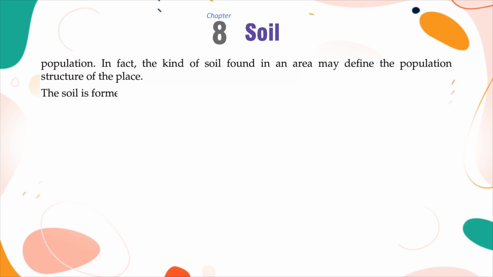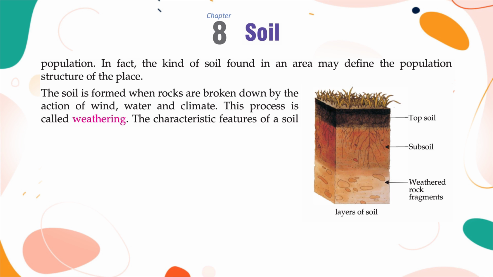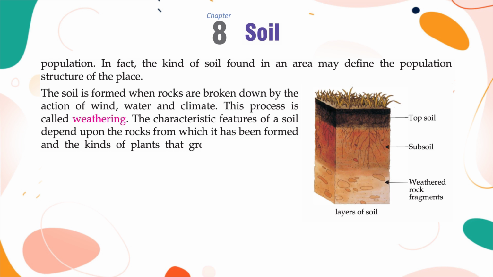The soil is formed when rocks are broken down by the action of wind, water, and climate. This process is called weathering. The characteristic features of a soil depend upon the rocks from which it has been formed and the kinds of plants that grow in it.